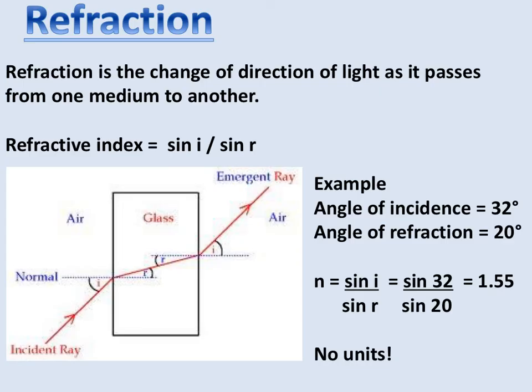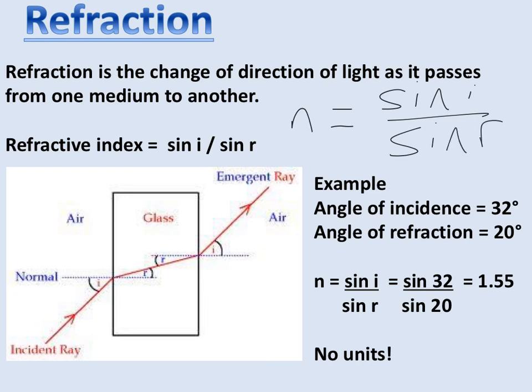The first thing we're going to look at is refraction. Refraction is a change of direction of light as it passes from one medium to another. You should know the equation that the refractive index is equal to sin i over sin r. That is sometimes written as the equation where refractive index n equals sin i over sin r.